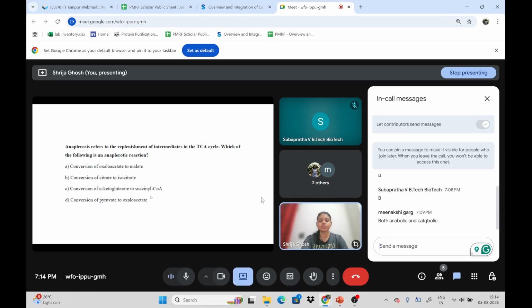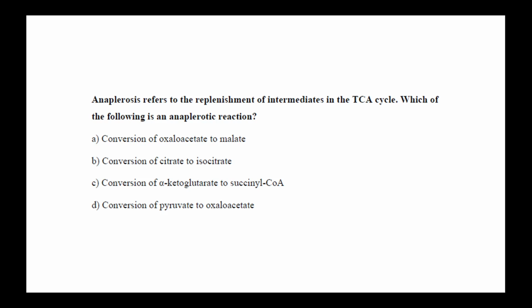Anaplerosis refers to the replenishment of intermediates in the TCA cycle. Which of the following is an anaplerotic reaction? Option A, conversion of oxaloacetate to malate. Option B, conversion of citrate to isocitrate. Option C, conversion of alpha ketoglutarate to succinyl coenzyme A. And option D, conversion of pyruvate to oxaloacetate.